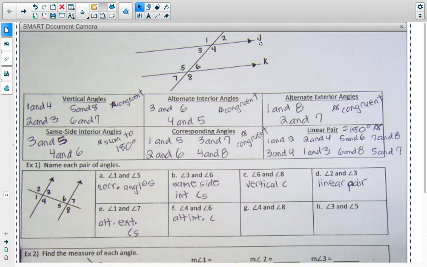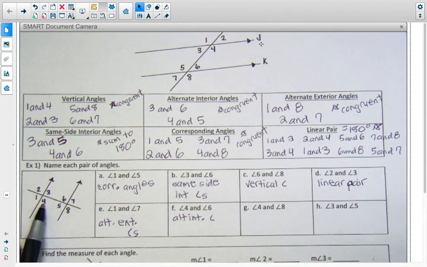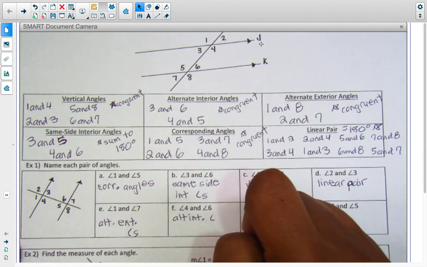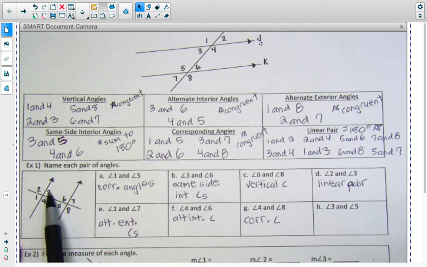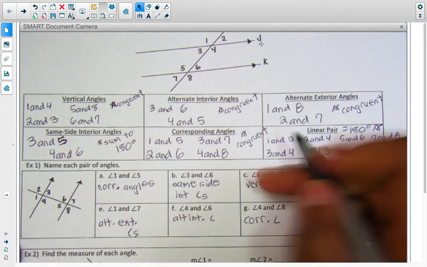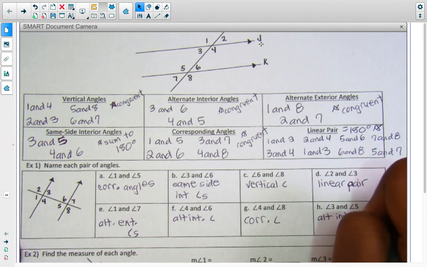And again, abbreviating. Angle 4 and angle 8. Here's 4 and here's 8. So there's 4 and there's 8. They're in the same position. These are corresponding angles. And last but not least, angle 3 and angle 5. There's 3 and there's 5. They're on different sides on the inside. These are alternate interior angles.